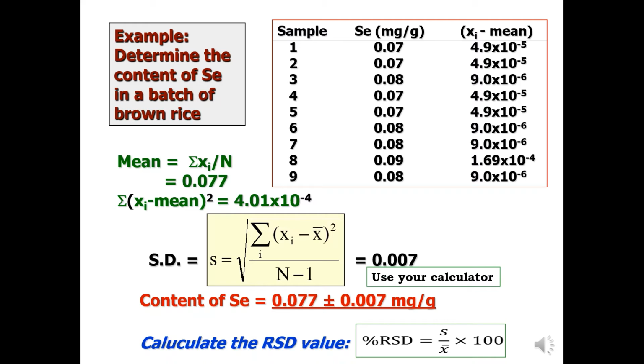Okay, now these are examples, and try to check your calculation. Determine the content of selenium in a batch of brown rice. Use your calculator to calculate the mean, and then to calculate the standard deviation. You must get a mean of around 0.077 by using the statistical function. And then you must get the standard deviation, using the statistical function, 0.007. And then please calculate the RSD. These are just for you to test your ability to use your calculator's statistical function to calculate the mean, the standard deviation, and your RSD, because you need a lot of these in the further examples.